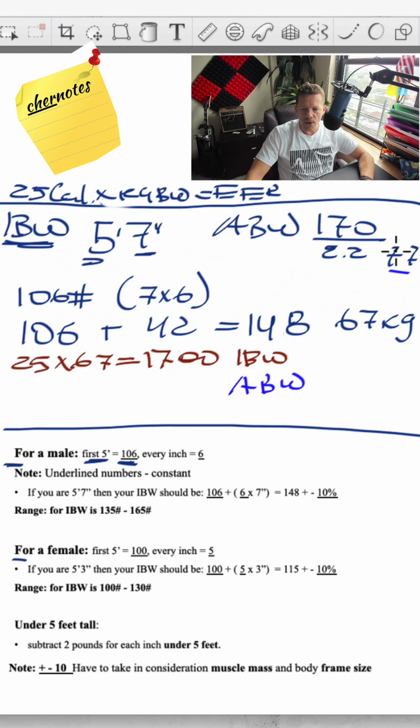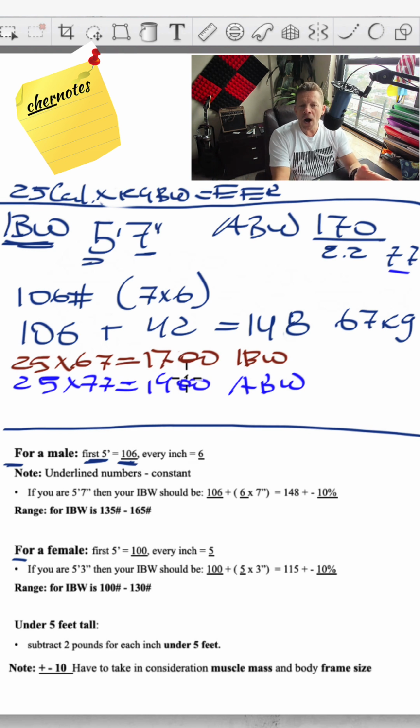Let's come back to actual body weight. With actual body weight, it was 77 kilograms. So 25 multiplied by 77 equals, remember, 1900. Right? So it's a 200 calories difference. Maybe it's not a lot, but still. So that's how you calculate your ideal body weight.